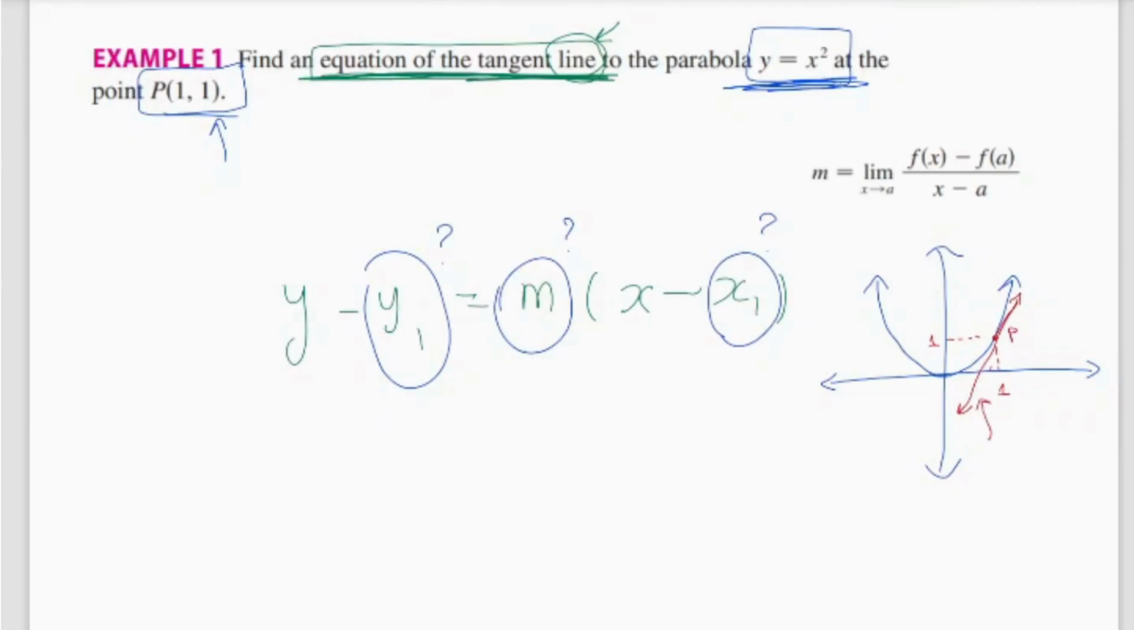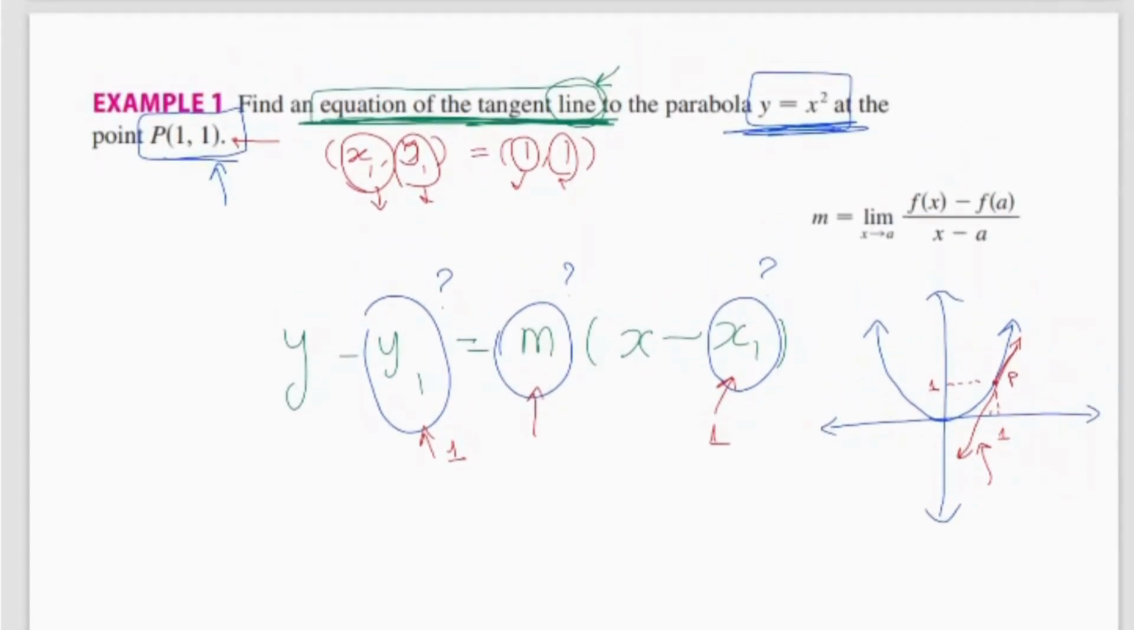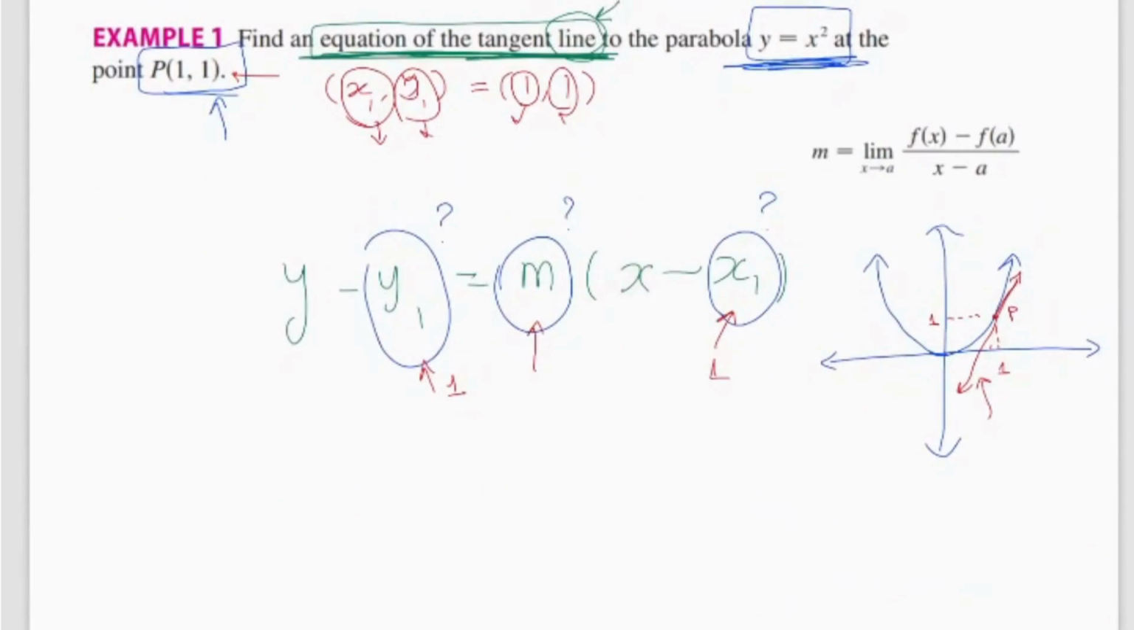From the point, we know any point can be represented as an x coordinate and a y coordinate. So this is equal to (1, 1). By comparing, x1 will be 1 and y1 will be 1. So already I found y1, which is equal to 1, and x1 is equal to 1. I still have to find m. For the m, I told you that you can use either of the previous formulas that I gave you. For this example, I'm going to use this formula.